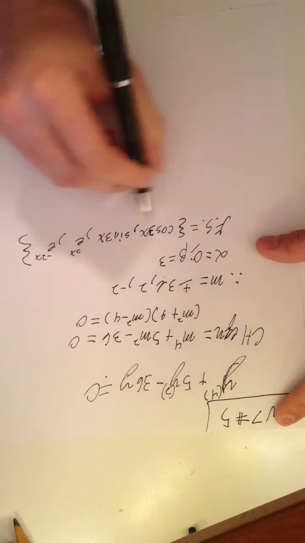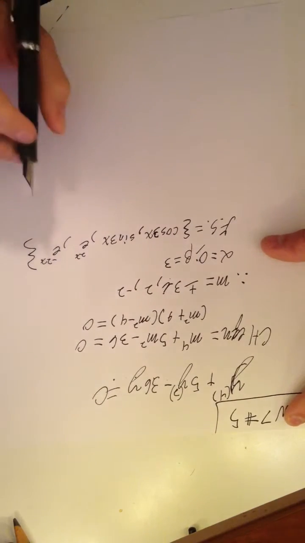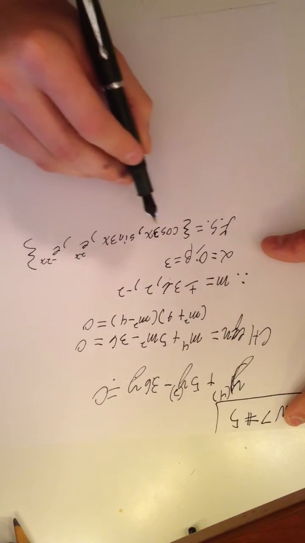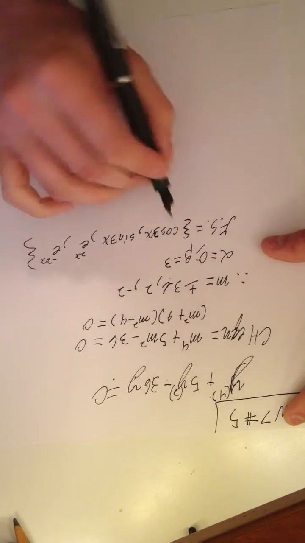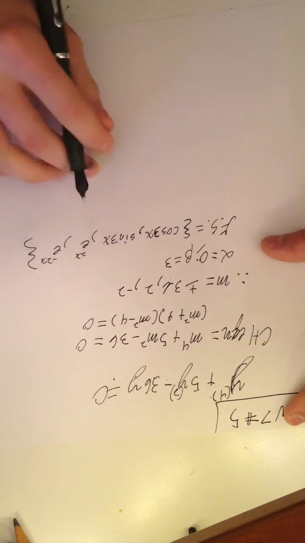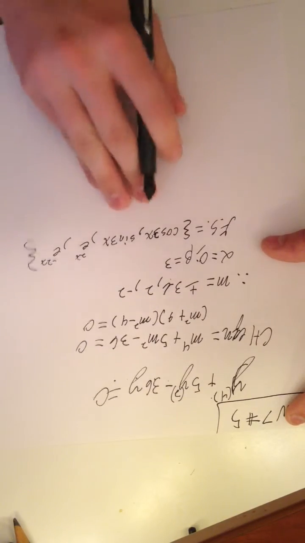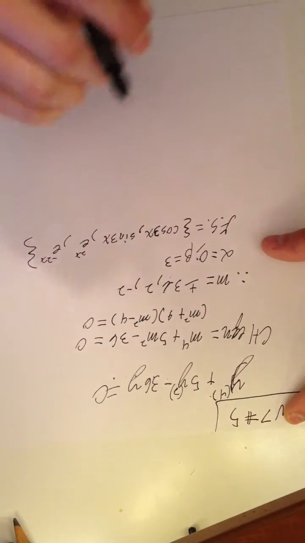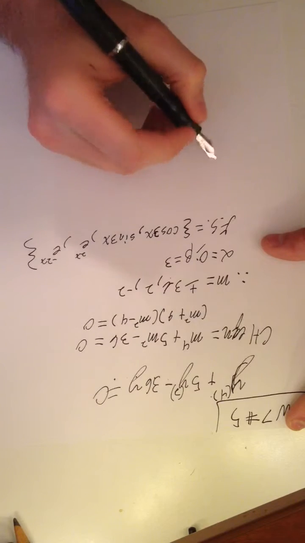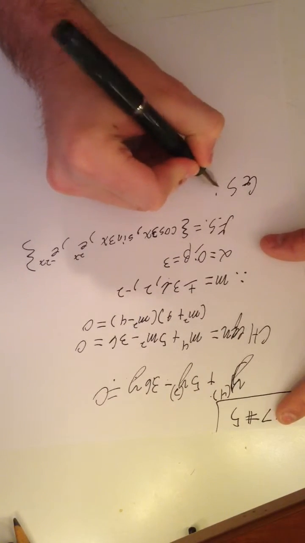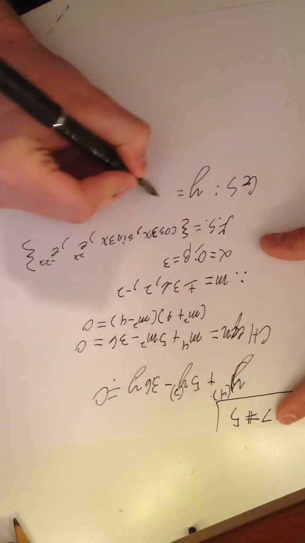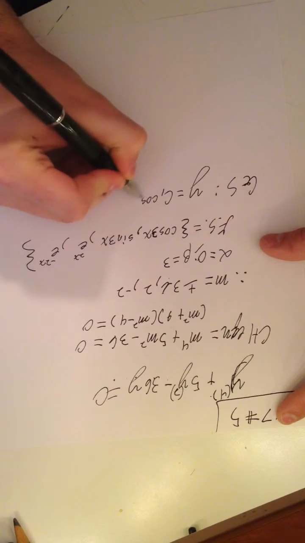And you can always double check if you have the right number of solutions by counting them out. You got 1, 2, 3, 4, and it matches the highest order. Therefore, you know you have the right number. It doesn't necessarily mean these are correct. It's just saying that you have the right number of solutions. Just a neat trick.